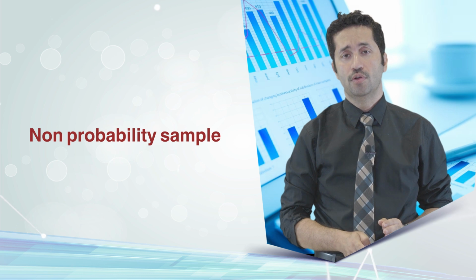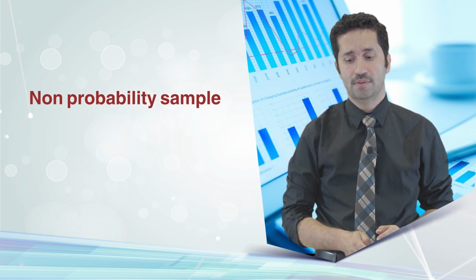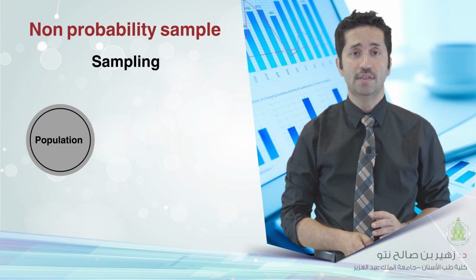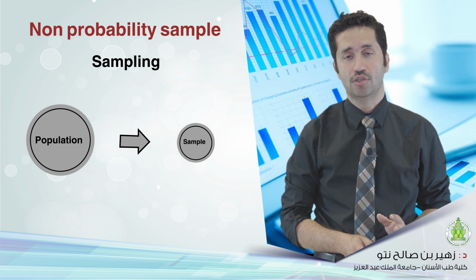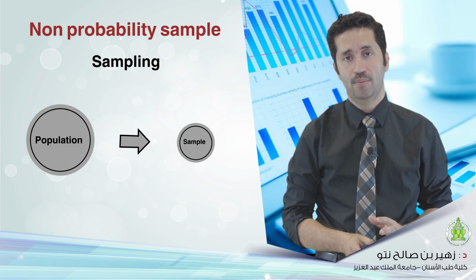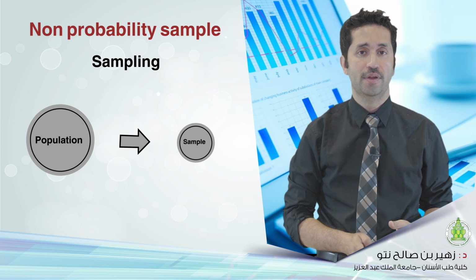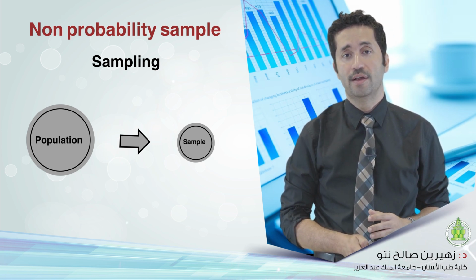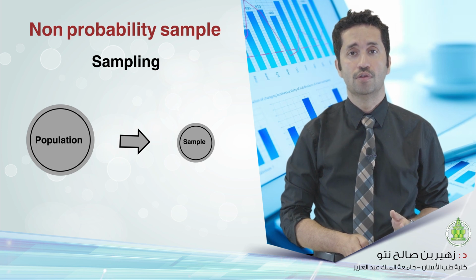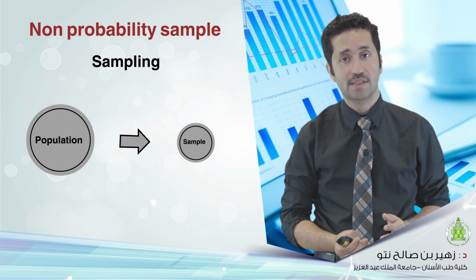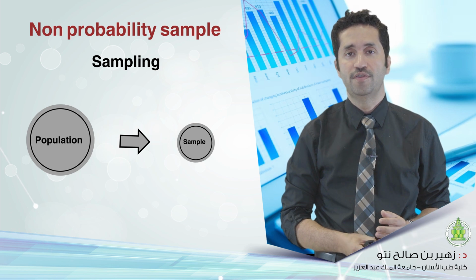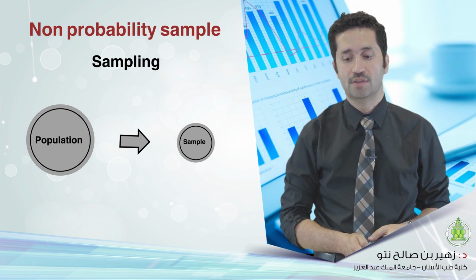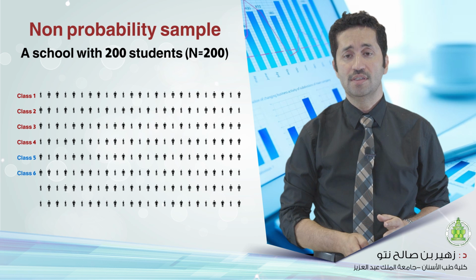In this video, we'll talk about non-probability samples. If we want to take a sample from a population, we always try to make the sample representative of our population. However, in some cases those samples are not representative because they have a characteristic or feature which is different from the population. To understand that, let's take the following example.